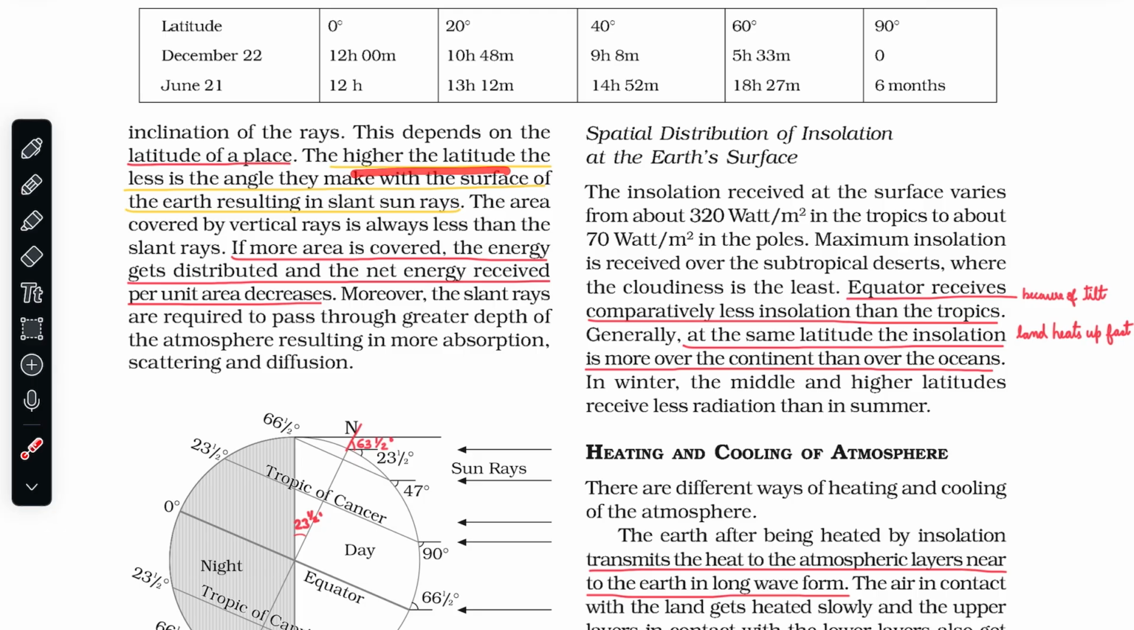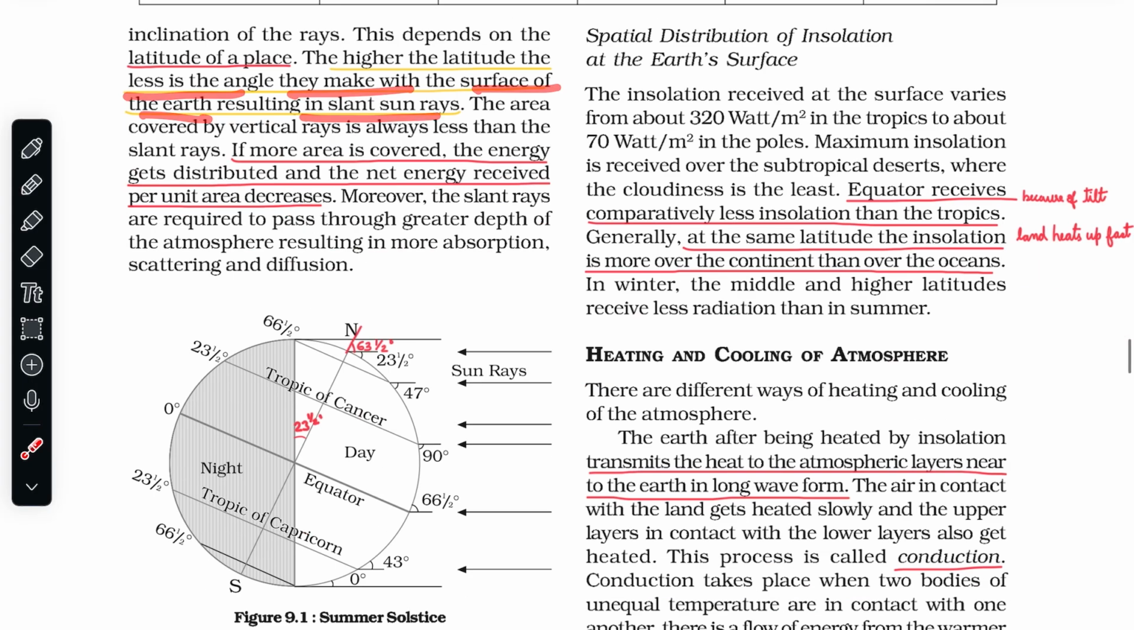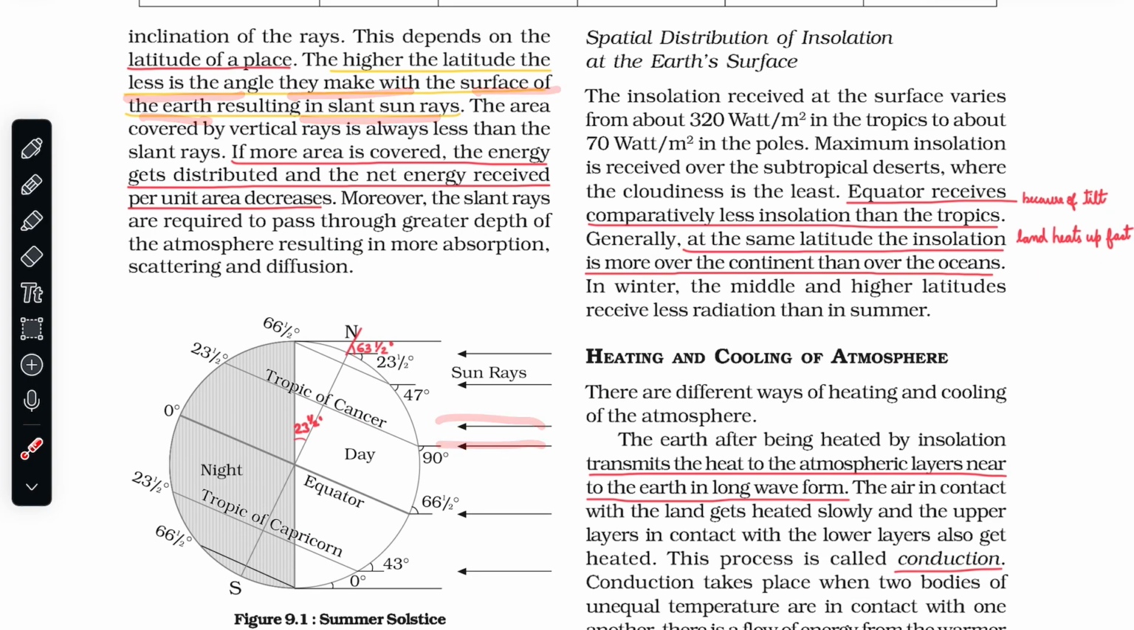The higher the latitude, the smaller the angle they make with the surface of the Earth, resulting in slant sun rays. Here you can see, as you go up, that there are slant sun rays. The area covered by the vertical rays is always less than that covered by the slant sun rays. If more area is covered, the energy gets distributed, and the net energy received per unit area decreases.